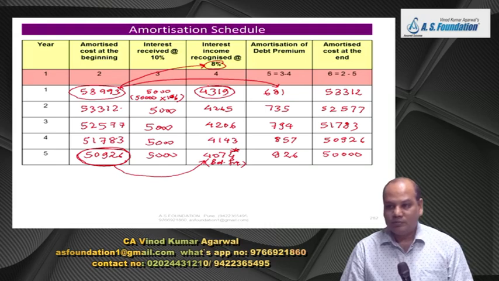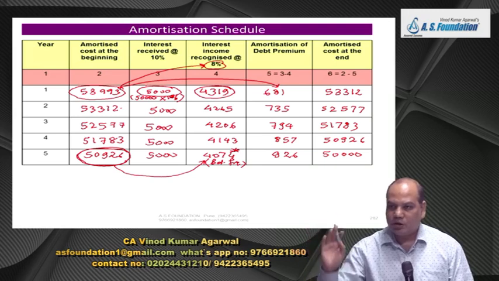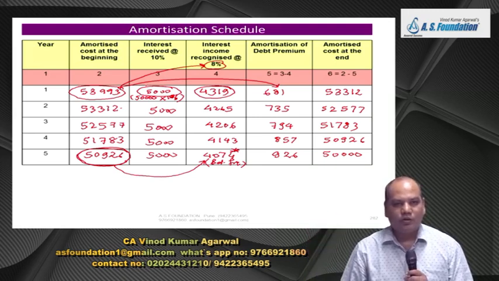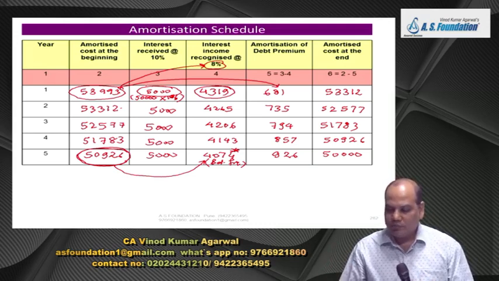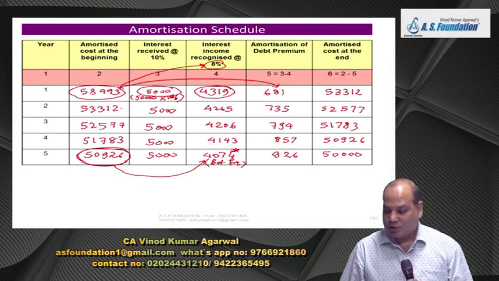Bank account debit 5,000. To investment in bond account 5,000. Interest received, or you can say cash flow received from this bond. Okay, they are calling it interest, but for accounting purpose it is a cash flow I have got back on this bond. So interest received on the bond.